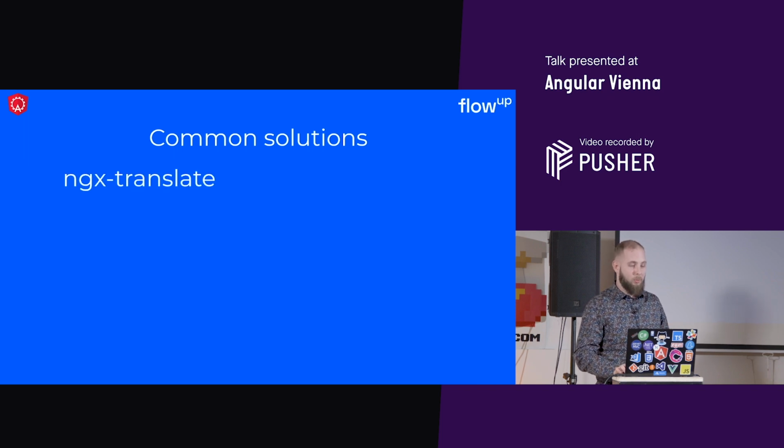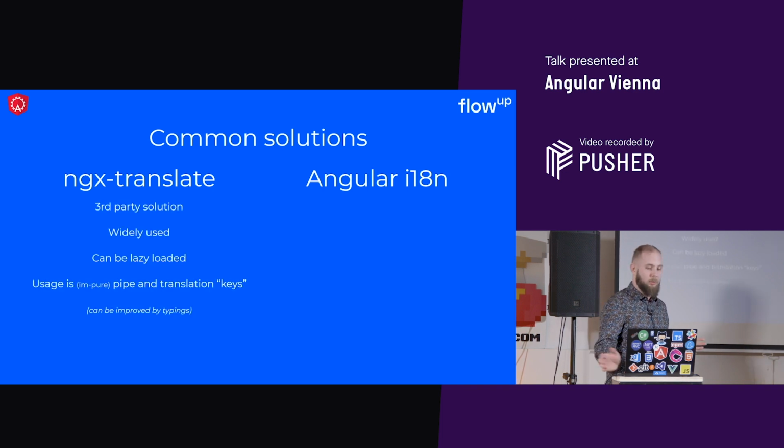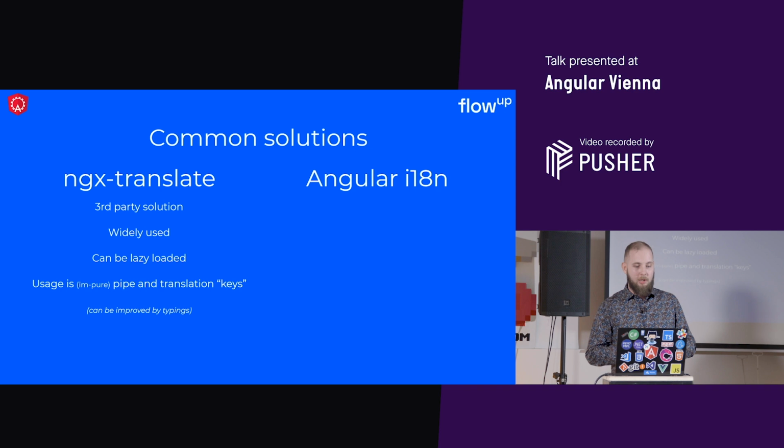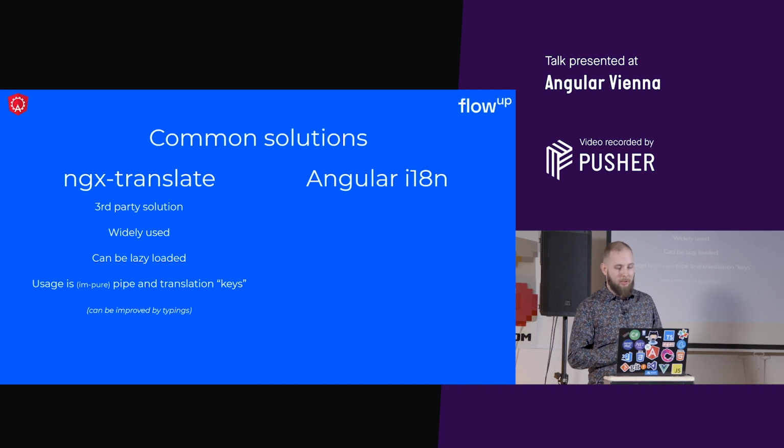So NGX Translate, one thing. The other thing is Angular itself. It has something baked in. So what's the difference? One is a third-party solution that's widely used, that can be lazy loaded. It is actually advised that you lazy load these translations using JSON. And it uses a pipe and translation keys. These keys are basically strings, and the pipe is impure.